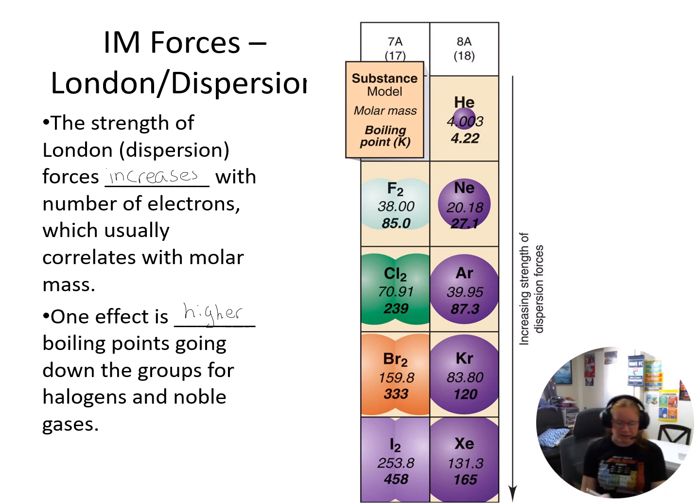Now, one interesting thing is the boiling point gets higher going down our groups for our halogens and noble gases, because if the strength of dispersion force increases, that means it's going to take more energy to go from the liquid phase to the gaseous phase. And so stronger intermolecular force, higher boiling point. We see this if you look at fluorine versus chlorine versus bromine versus iodine. Fluorine and chlorine at room temperature are gases. Bromine is a liquid and iodine's a solid. So we see this trend very clearly with our halogens.